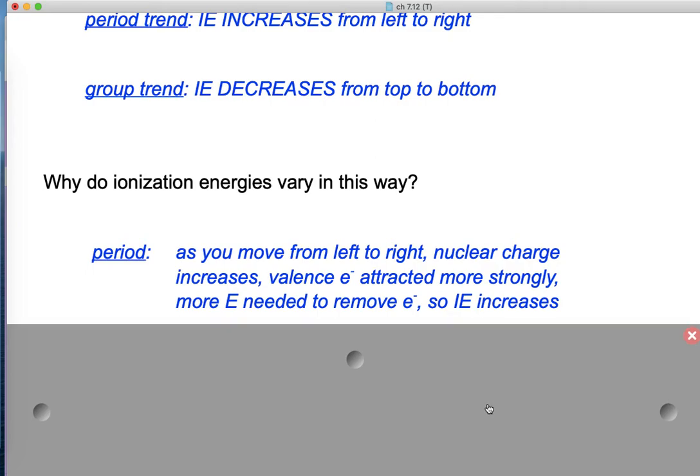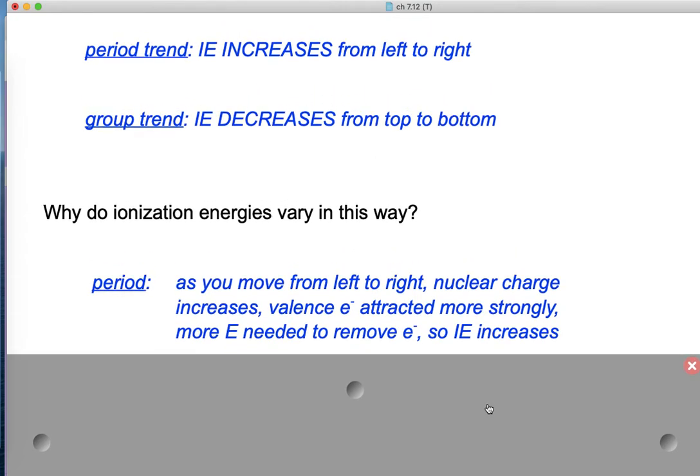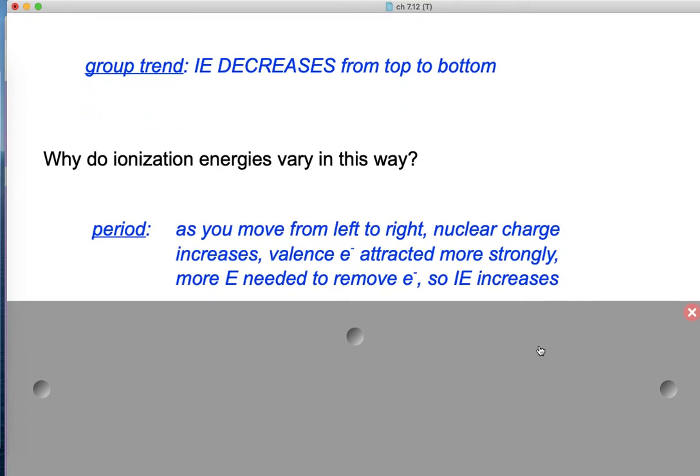Well, as you probably noticed, the period and group trends for ionization energy are actually the inverse of the period and group trends for atomic radius. And in fact, we can use the same arguments to explain the trends in ionization energies. So as you move across a period from left to right, the nuclear charge is increasing, the valence electron is attracted more strongly, more energy is required to remove the electron, so the ionization energy increases. Pretty much the same reason why the atomic radius gets smaller.